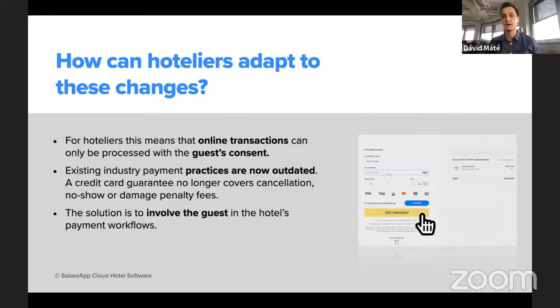So it's not here to replace human interaction. We really believe that hospitality is done by people. Technology is here to help us focus on these human interactions, and this is the case with payments.